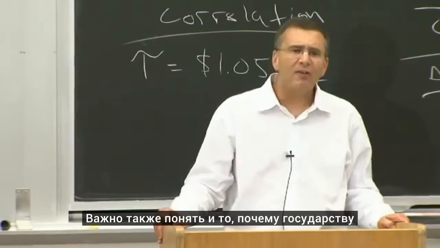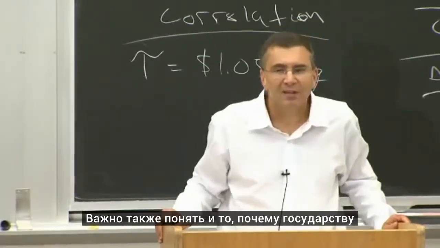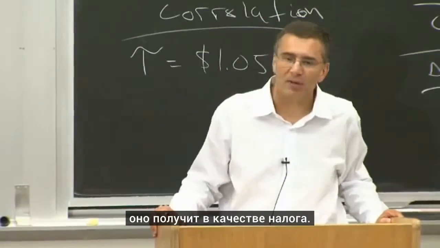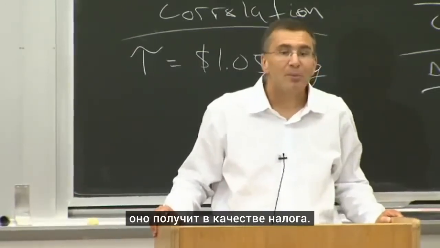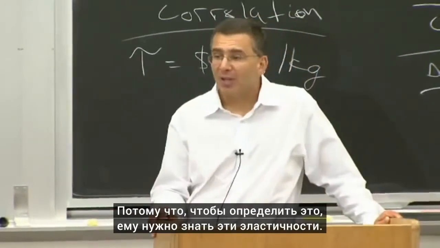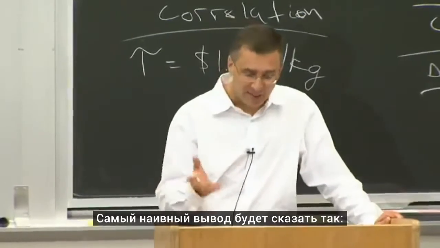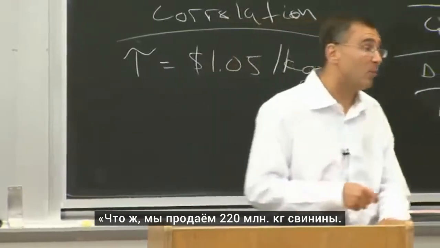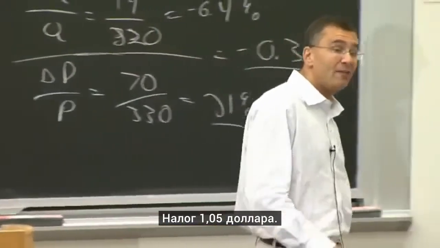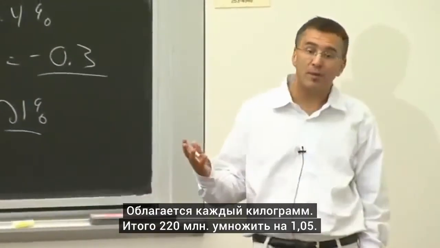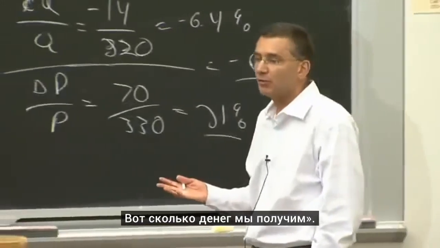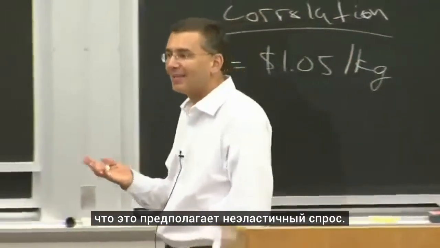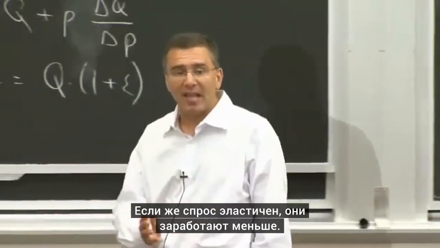The other important observation to make is why it's actually hard for governments to figure out how much money they're going to raise for a tax. Because to figure it out, they need to know these elasticities. The naive thing to do would have been to say, well, we're selling 220 million kilograms of pork, and that's $1.05 tax on each kilogram. So it's 220 million times $1.05, and that's how much money we raise. Well, that's wrong, we know, because that assumes inelastic demand. If demand's elastic, they'll raise less than that.